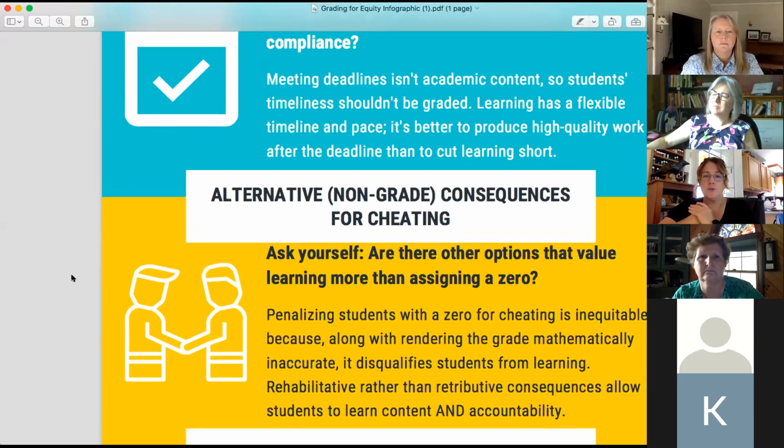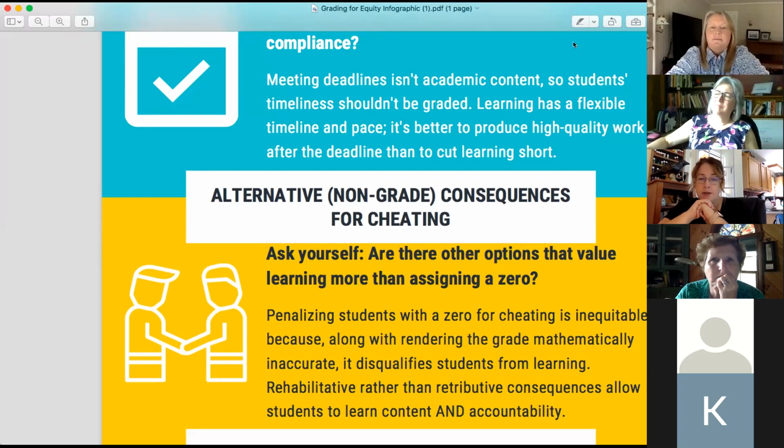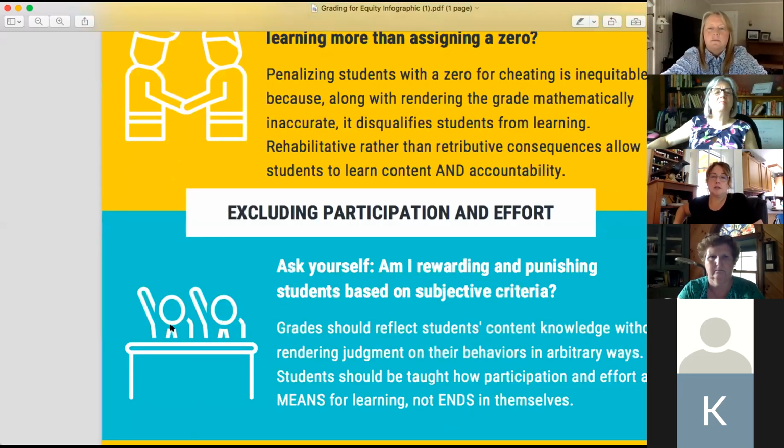And then moving on to our next one, cheating, alternative non-grade consequences. So we talked about asking yourself, are there other options that value learning more than assigning that zero? When you're penalizing these students with a zero for cheating, it is inequitable. It certainly pulls the grade down mathematically, but it disqualifies these students from learning. Absolutely, that shuts them right down. We're hoping that teachers would choose a more rehabilitative practice than retributive to allow them to learn the content and accountability, not get stuck in that cheating zone.